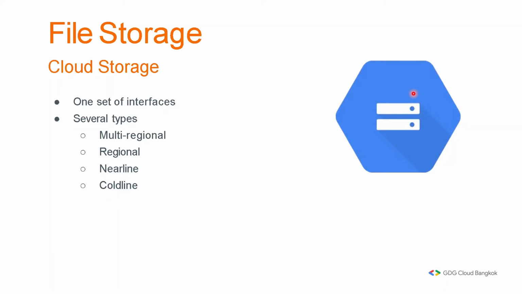We can easily understand, for example, for Nearline we will use the data less than once a month. For Coldline we can access the data less than once a quarter. For Archive storage we can access the data less than once a year.